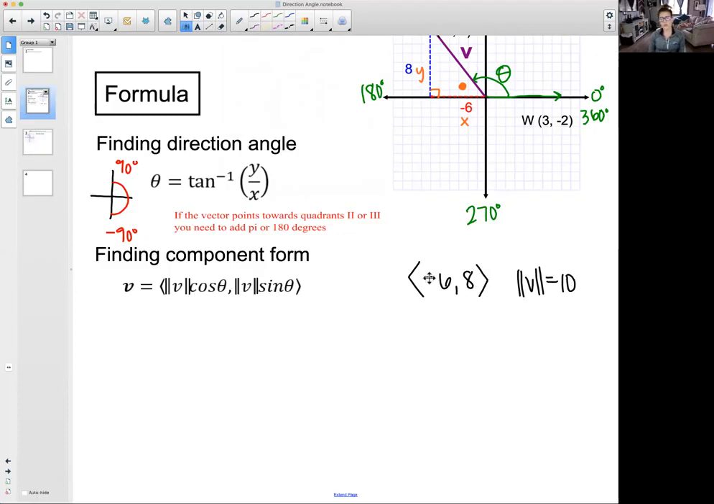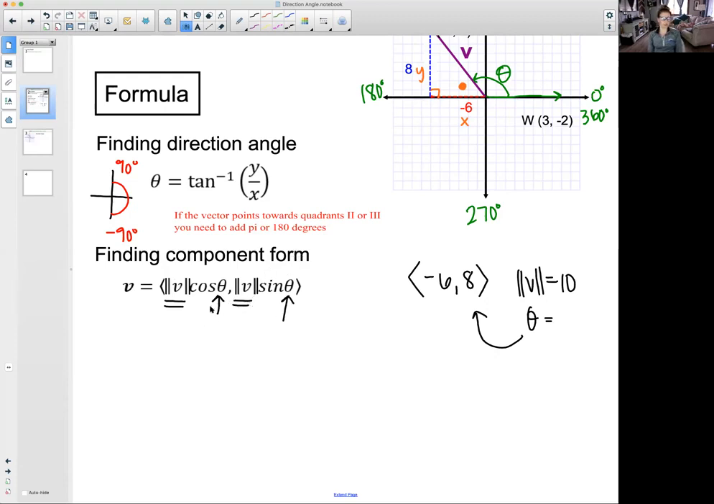So what if you're not given the component form? What if you're only given the magnitude and the direction angle? You can actually come up with this component form by following this formula here. And this one just has you do the magnitude. So the magnitude times the cosine of the angle. Cosine goes with the x, so that's why it's first. So finding the x would be the magnitude times cosine of the angle, and the y would be the magnitude times sine of the angle. So we're going to actually check back with this.